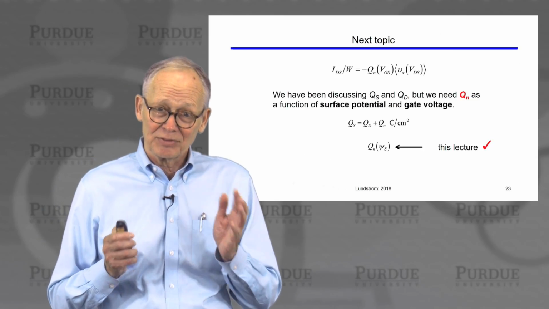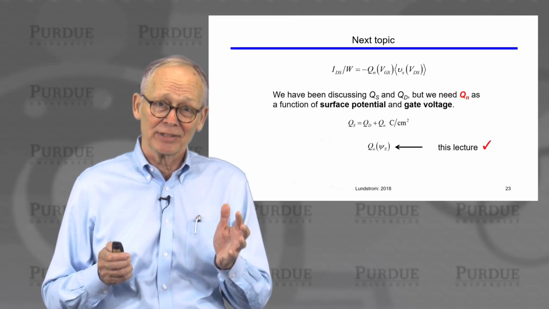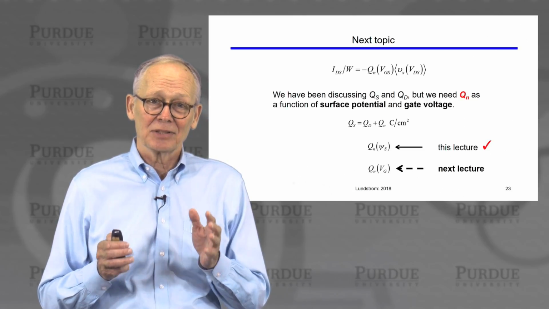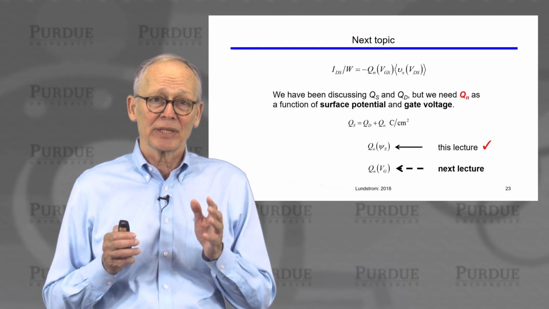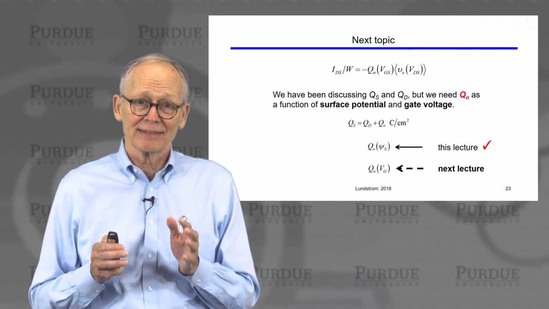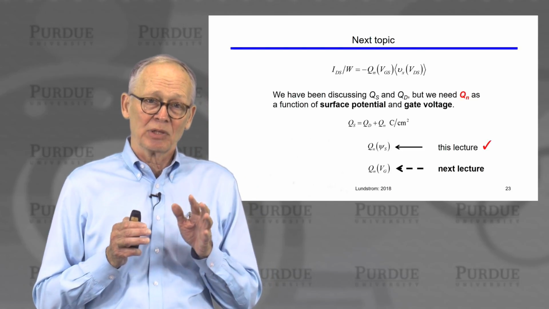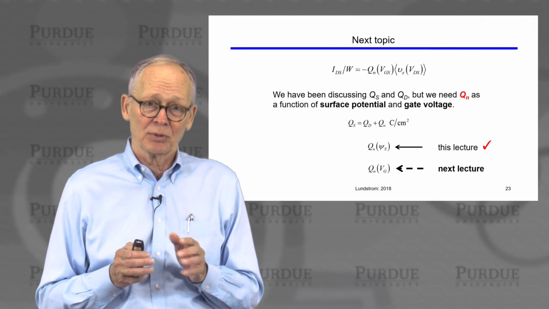Okay, we've completed what I wanted to cover in this lecture, but we know that we can't control the surface potential directly. What we can control is the voltage we apply to the gates. So in the next lecture, we will talk about how we relate this mobile charge to the voltage on the gate.